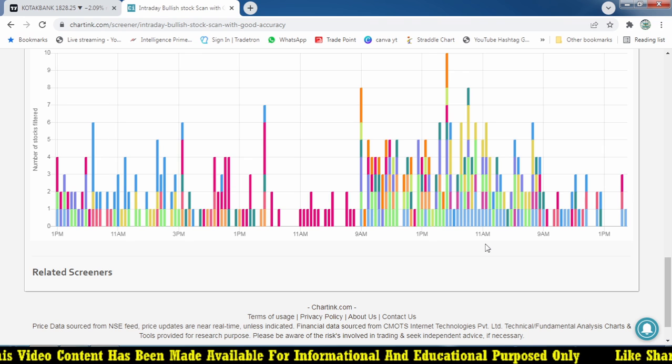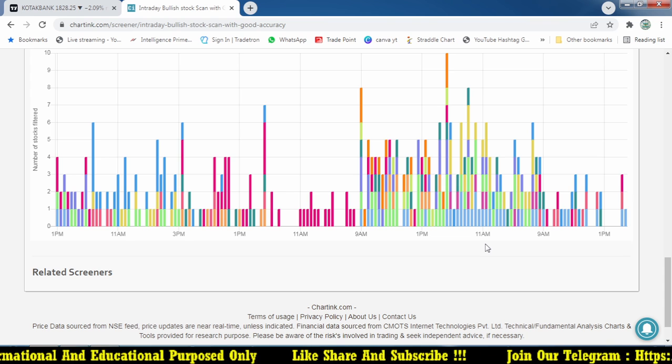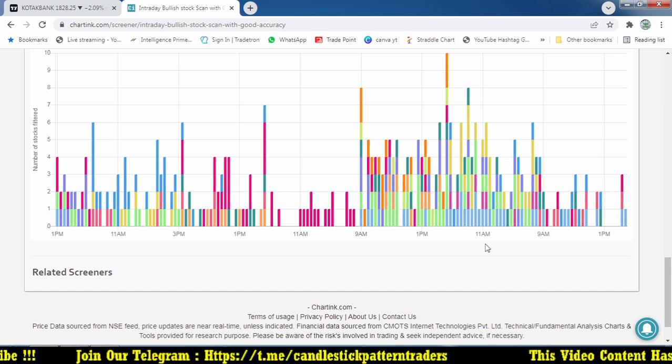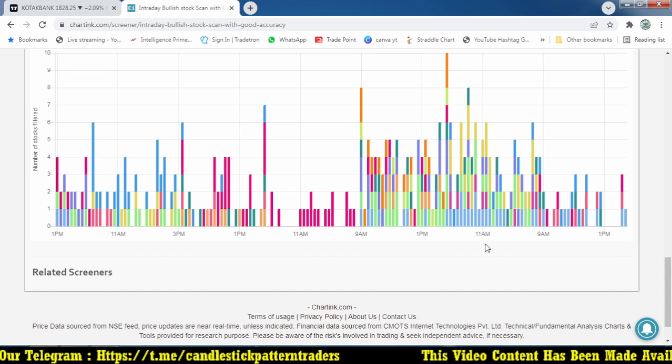And what is the use of this scanner? It will find bullish stocks. Those stocks that are trading and turning bullish on momentum, at that particular time it will find the opportunity and give you the stock name as a scan result.